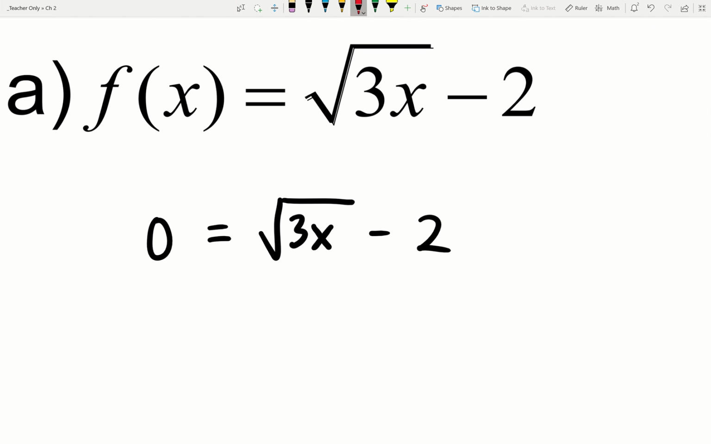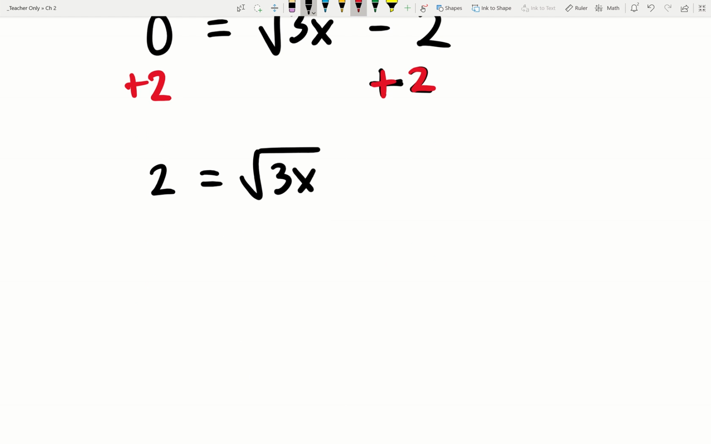So if I add 2 to both sides here, there we go, I wanted to do it in a different color, that would be 0 plus 2 is equal to the square root of 3x. To get rid of that square root, I will apply an exponent of 2 to both sides of the equation, and that gets rid of that square root. So 2 is equal to, oh, sorry, not 2, we want 2 squared, right? So that would be 4.